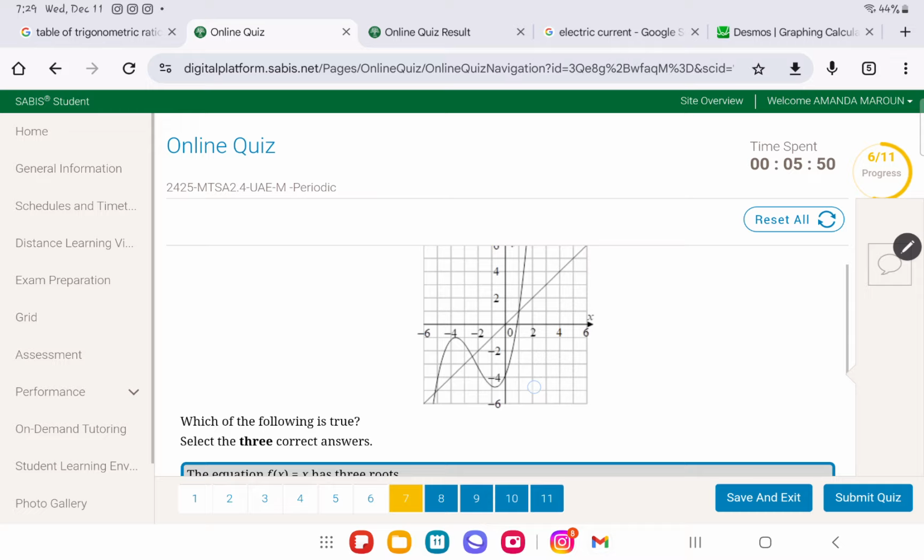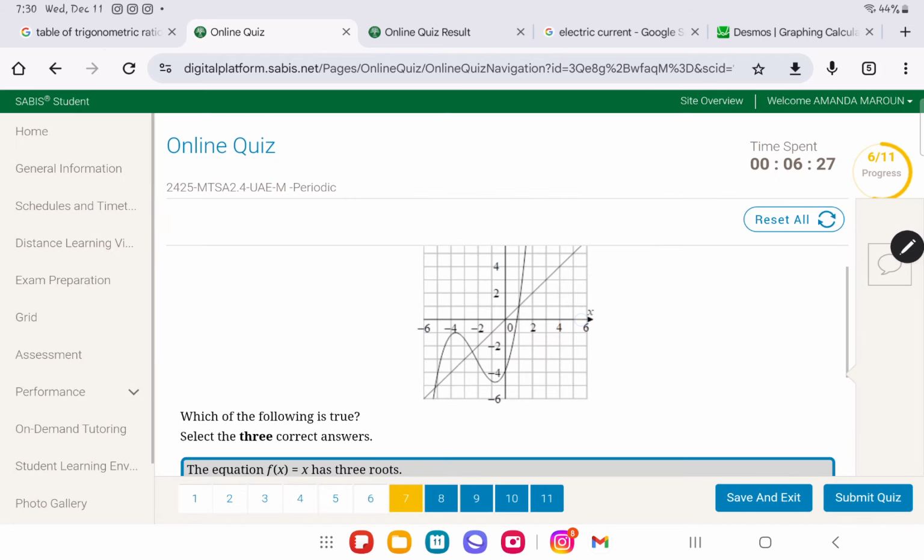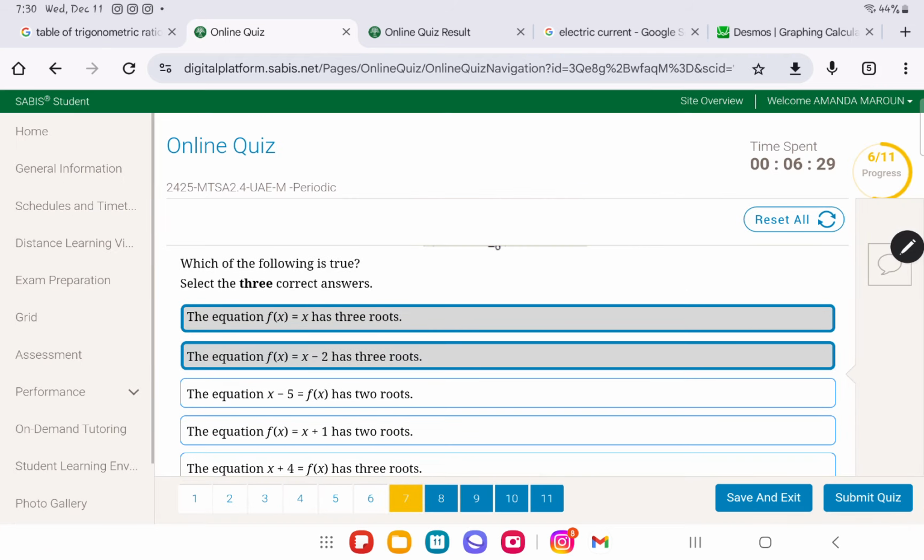Then f(x) = x - 2. That means we have to go down 2. So 1, 2. And so then the line is like this. How many roots does it have? If you continue this, I believe it has 1, 2, and 3 roots. So definitely, if you decreased it by 2, it has 3 roots.